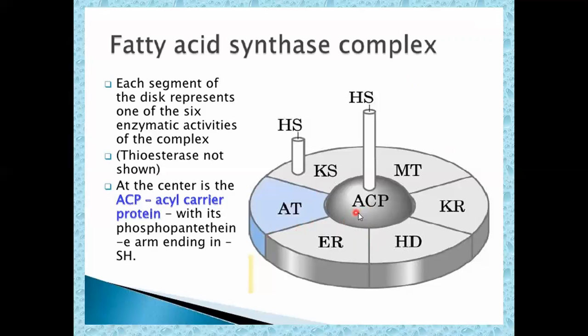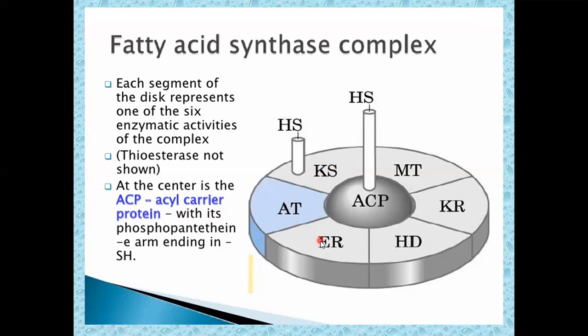At the center, there is an acyl carrier protein with its phosphopantetheine arms, which end in an SH group. Now, each subunit corresponds to one specific enzyme which catalyzes one specific step during the biosynthesis of the fatty acid. Now come to the first segment, that is KS, which corresponds to the beta ketoacyl ACP synthetase. Next is the AT subunit, that is acetyl coenzyme A ACP transacetylase.